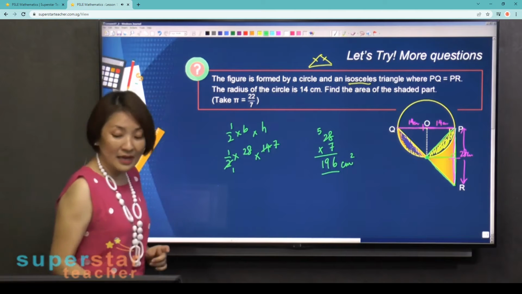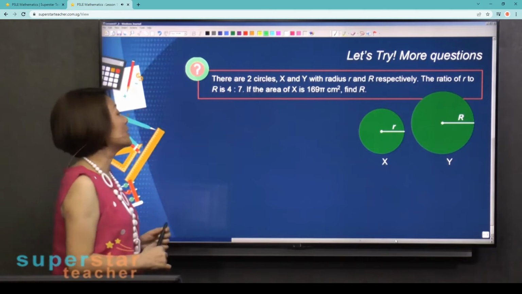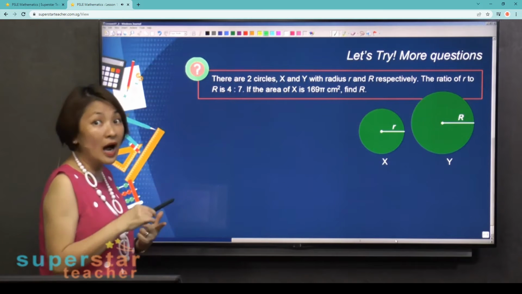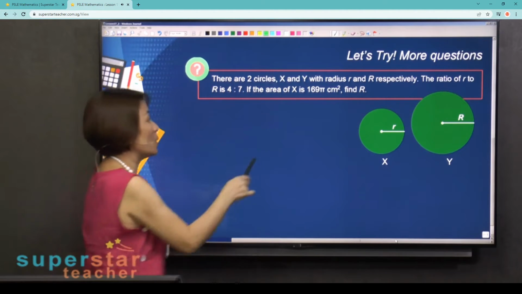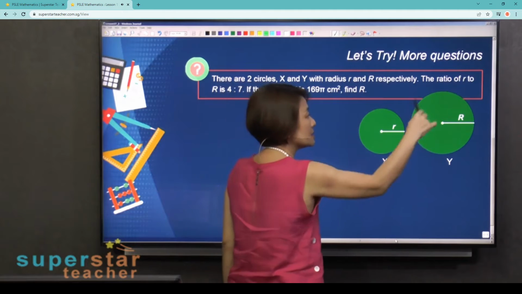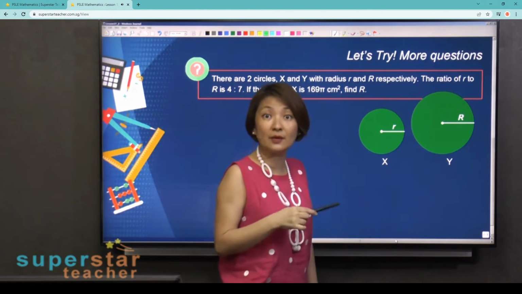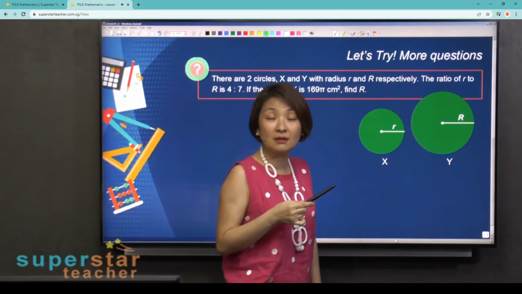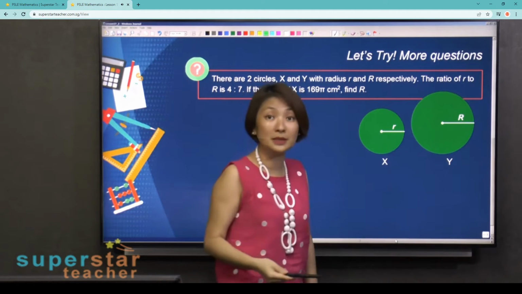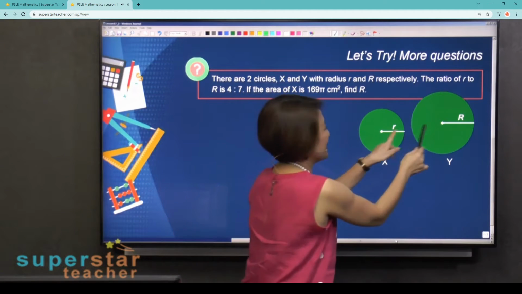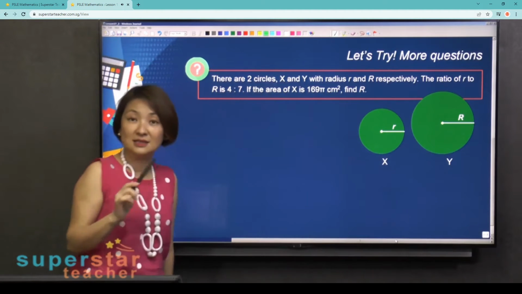Okay, now let's continue on this question. There are two circles, X and Y, with radius small r and big R respectively. Go and look at the picture. Two circles, small r, big R. Why are the radii different? Because one is a smaller circle and one is a bigger circle, right? So that's why they are different. Although it looks as though they are the same length, they're actually not. This is an optical illusion.